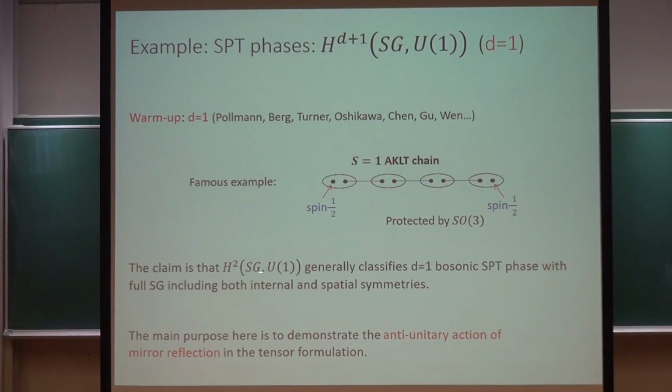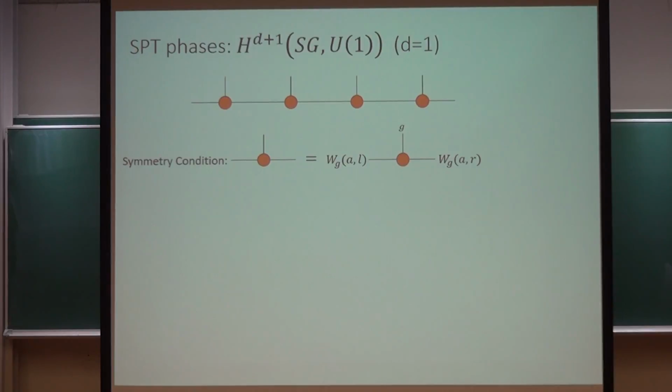But the claim is, if you think about a complete classification, this SG can be taken as the full symmetry group, including everything. And in particular, the mirror symmetry in this SG will be treated as anti-unitary. So maybe the main purpose here is to demonstrate, and this is somewhat surprising, that this mirror symmetry should be treated as anti-unitary in this classification.